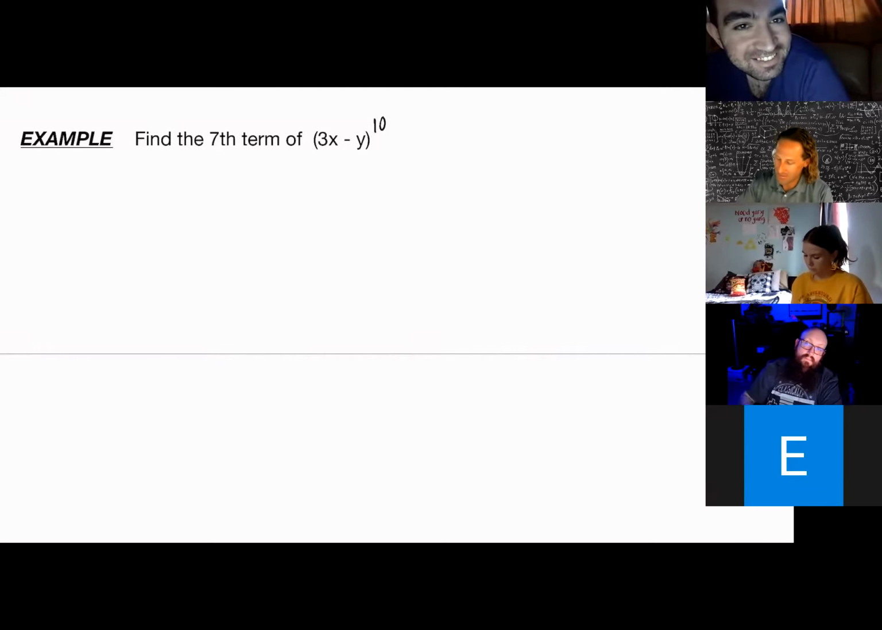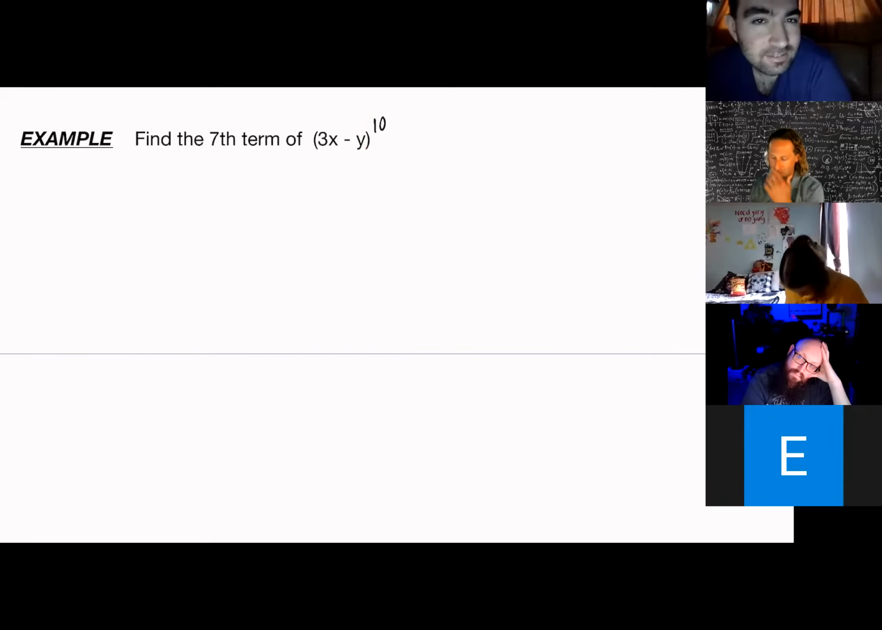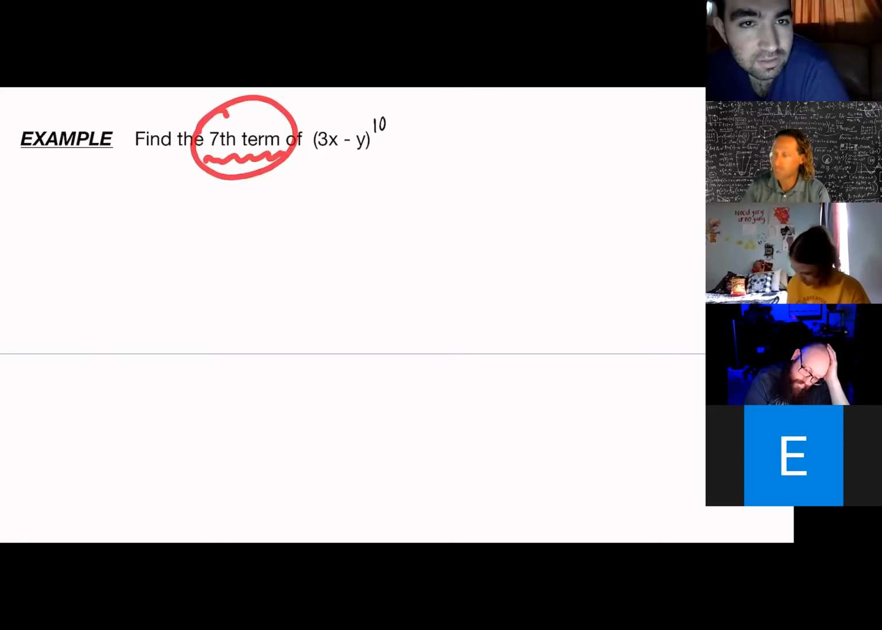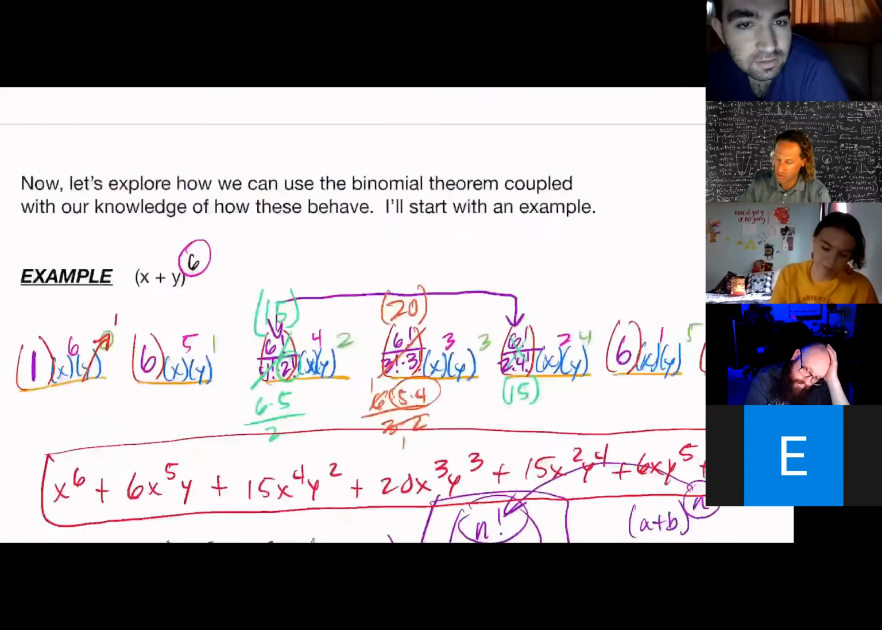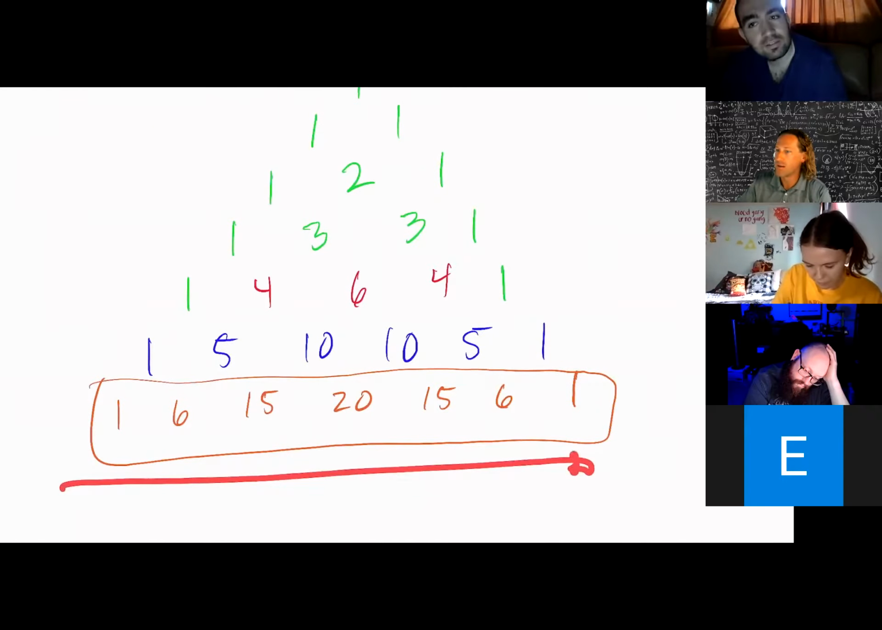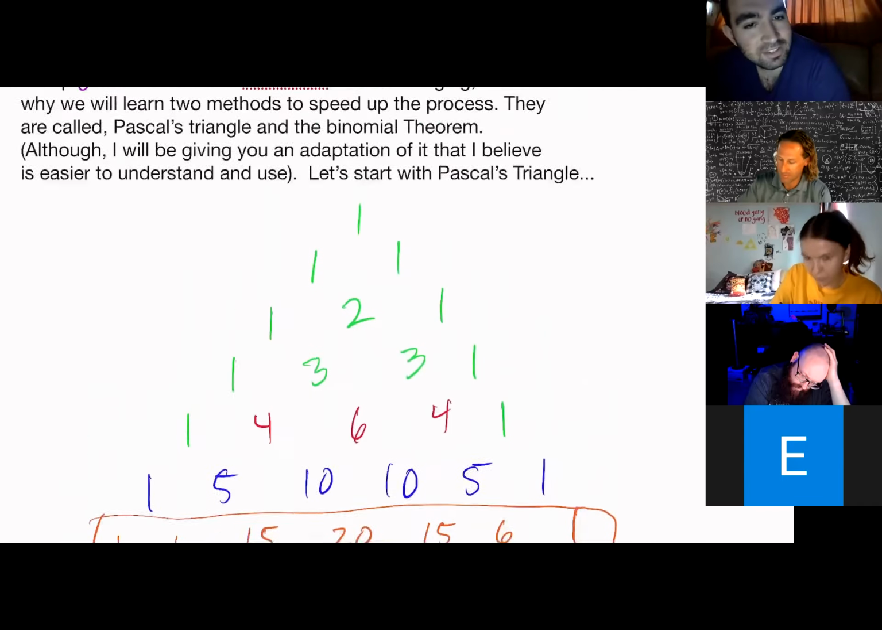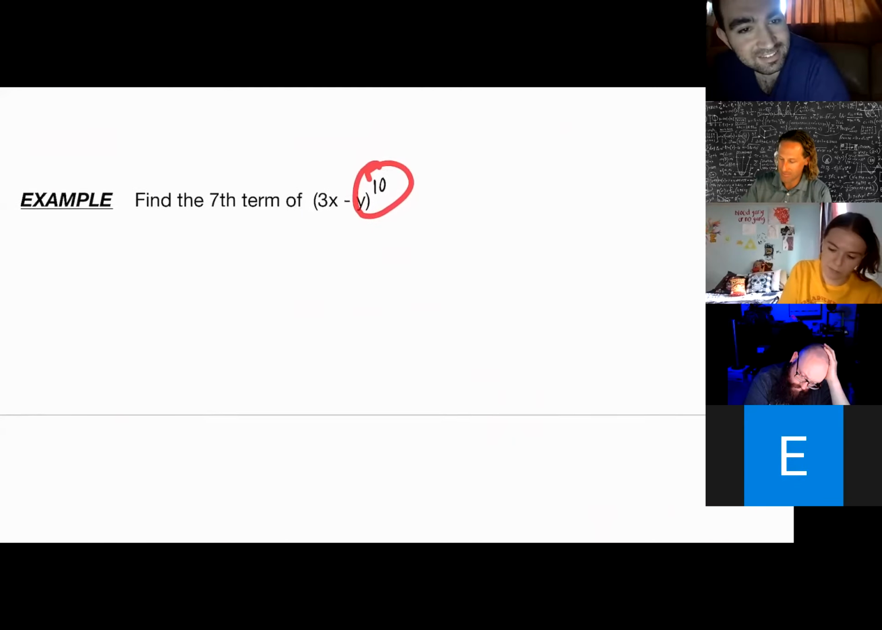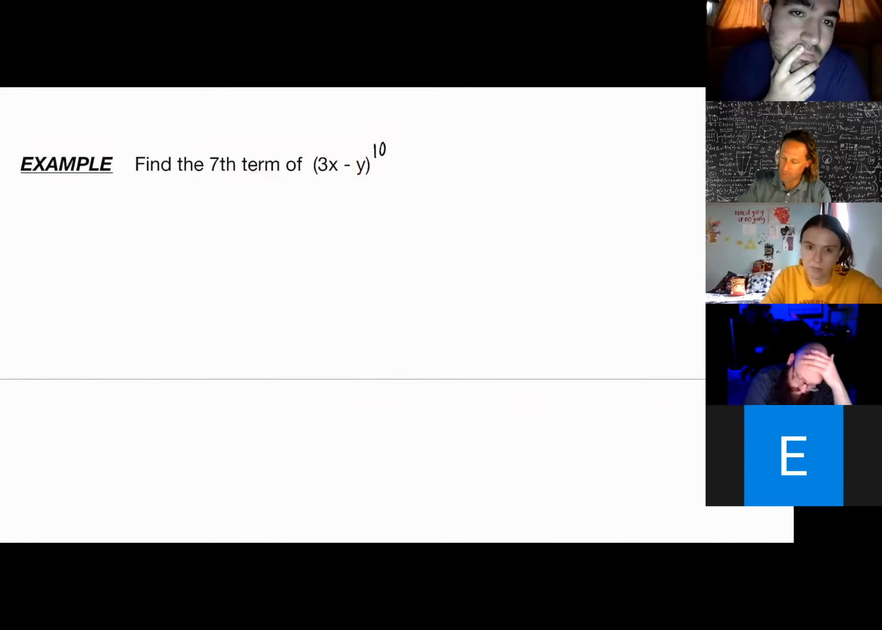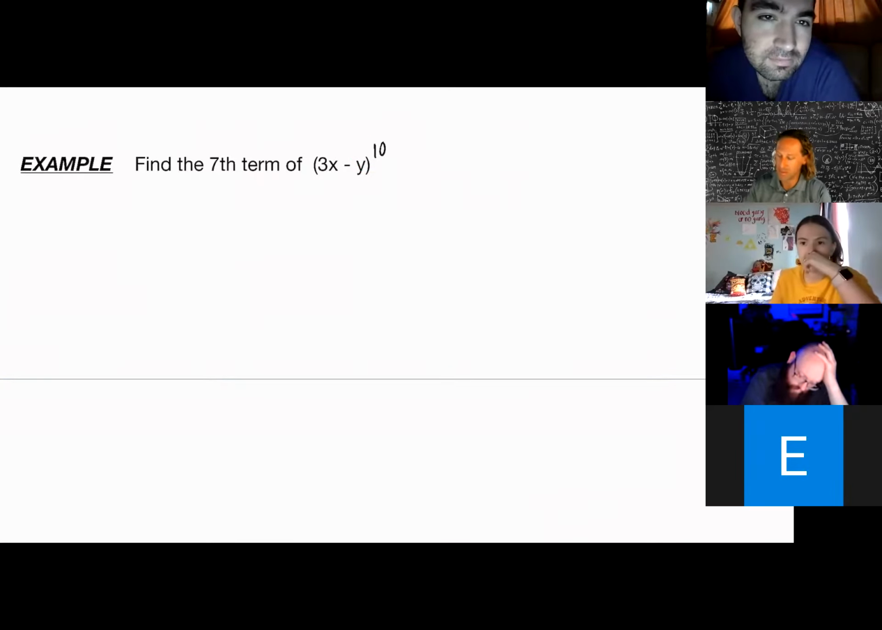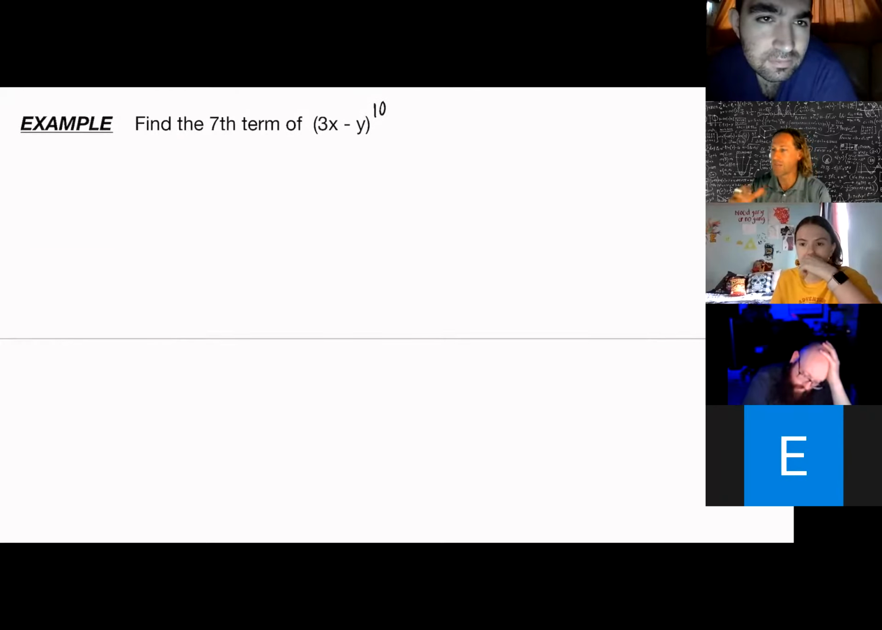Oh, wow. Now, what am I asking for? Am I asking you to expand the whole thing like we did? Do I want all 11 terms? What do I only want? The 7th. Well, then I'm not going to build Pascal's triangle out to the 12th row. You'd have to do all those rows to get there. But because we know that adaptation of the binomial theorem, I can find an individual term without doing a whole heck of a lot of work.